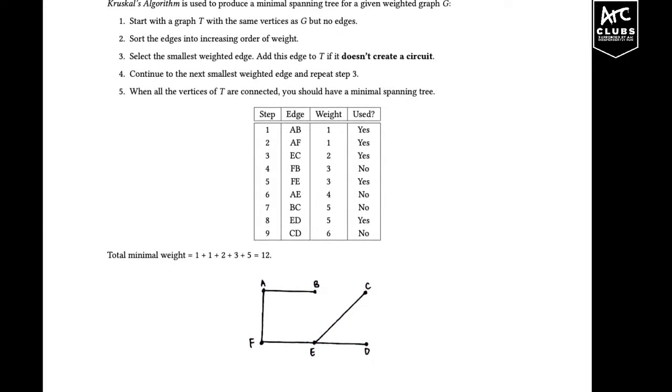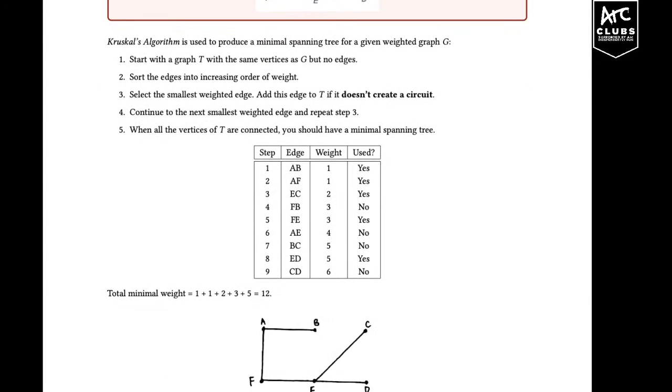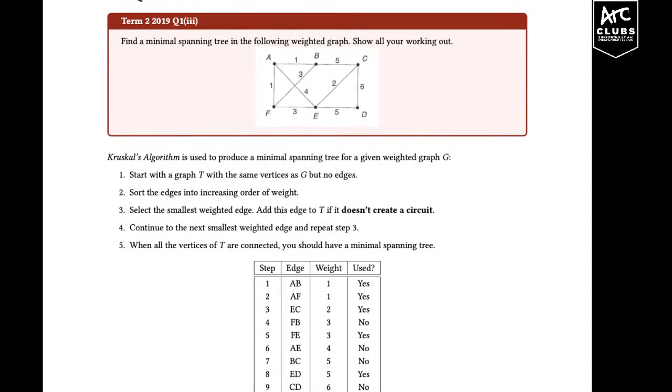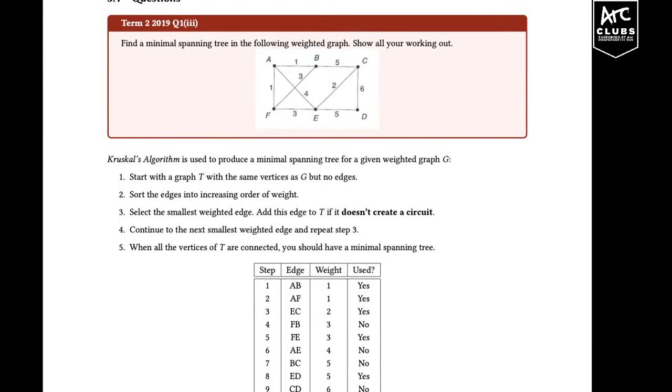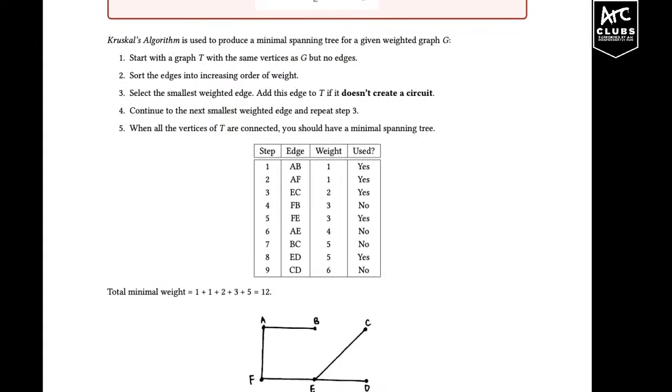And from there, usually the questions would ask you to list or work out the total minimal weight, and that's just done by adding up the weights of the edges that you've chosen. It's a pretty simple algorithm, and it's the same for all of these questions.